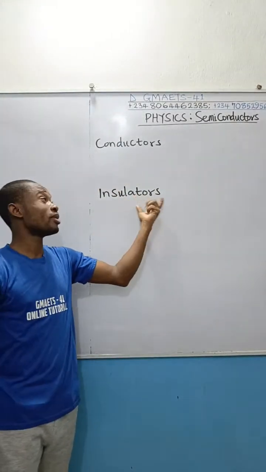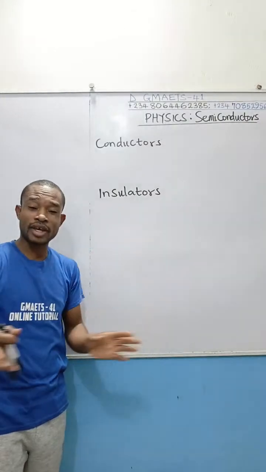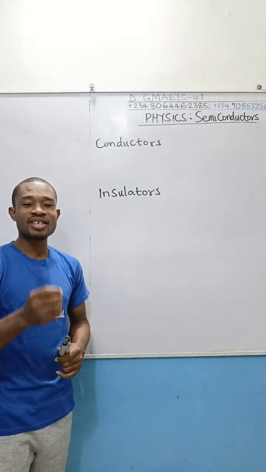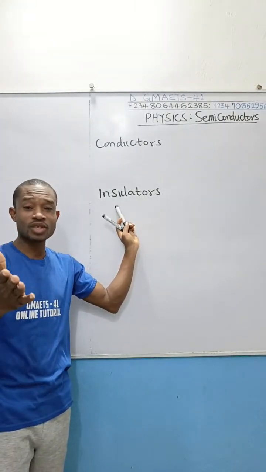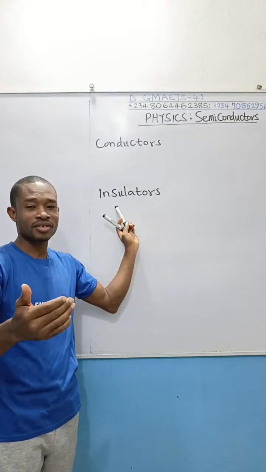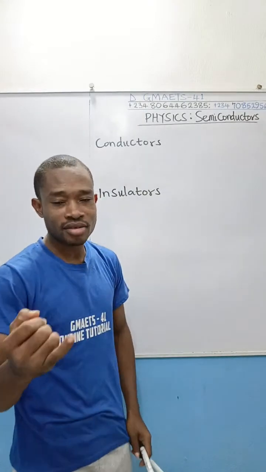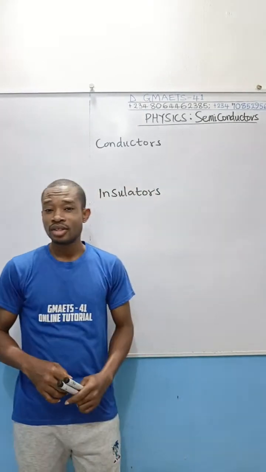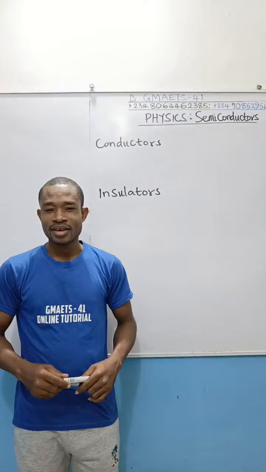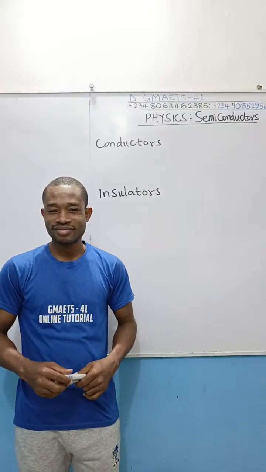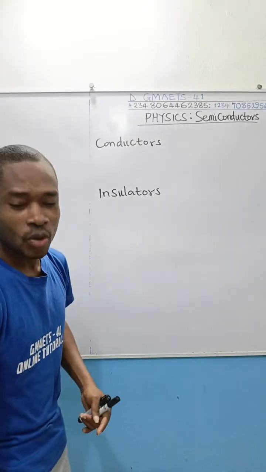Insulators. These materials do not allow current to flow through them. Generally speaking, their level of conductivity is extremely low, which means they have high resistance, and that is why they do not conduct electricity easily. Examples of insulators include glass, nylon, wood, dried wood to be specific, mica. These are insulators.